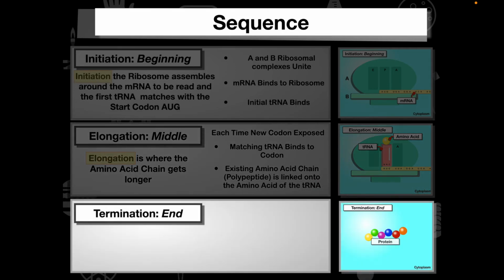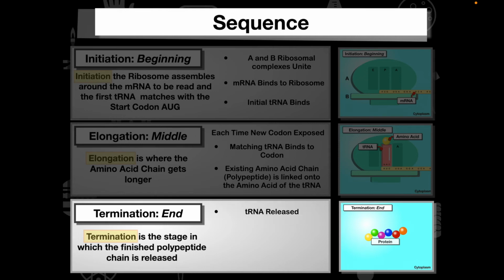Now lastly here, we're going to see our termination. This is the stage in which the finished polypeptide chain is released, and there are 3 stop codons associated with this, which we'll learn about in a little bit. Now, the tRNA is going to be released. We're also going to see the polypeptide chain be released. And the polypeptide chain is going to then be folded via another organelle within the cell. Remember, there are different ways we can fold up these polypeptide sequences to get the appropriate 3-dimensional structure.